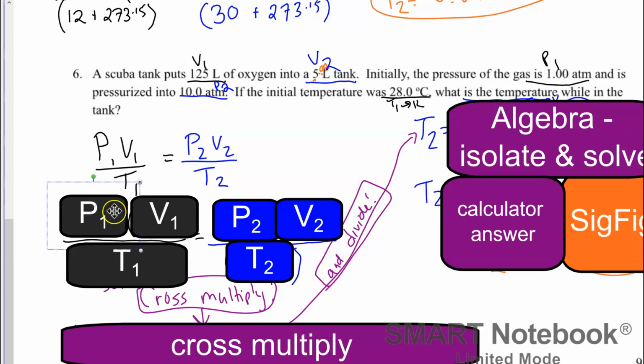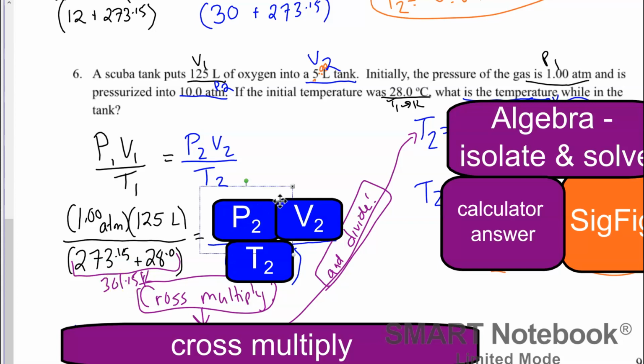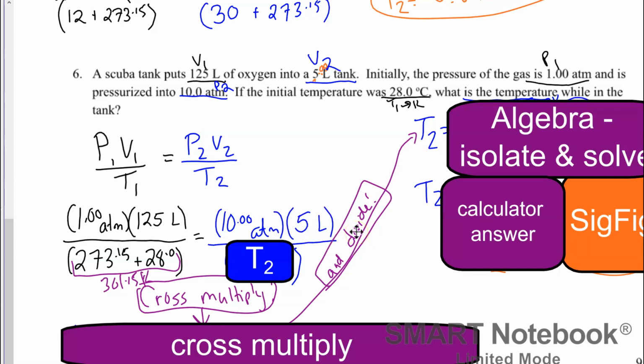Then we want to substitute, we'll cross multiply, and then we'll divide, and we'll figure this out. Okay, so pressure 1, we're told, is 1.0 atmospheres. Volume 1, 125 liters. Temperature 1, we were given as 28 degrees Celsius, added to 273.15, you get 301.15 Kelvin. Pressure 2, they told us the tank was pressurized to 10 atmospheres, and they told us it was compressed down into 5 liters of volume. Remember, we're cheating here. I'm going to say it's actually 5.0. It's a very precise number. We know exactly what that is. And T2, we don't know. We're trying to solve for it.